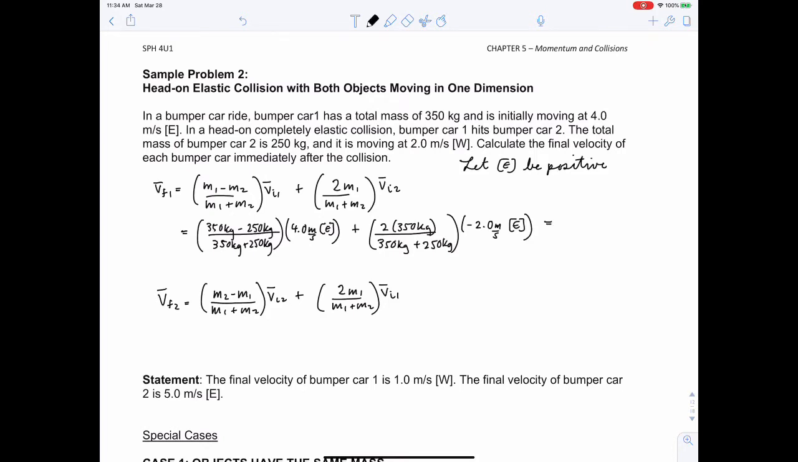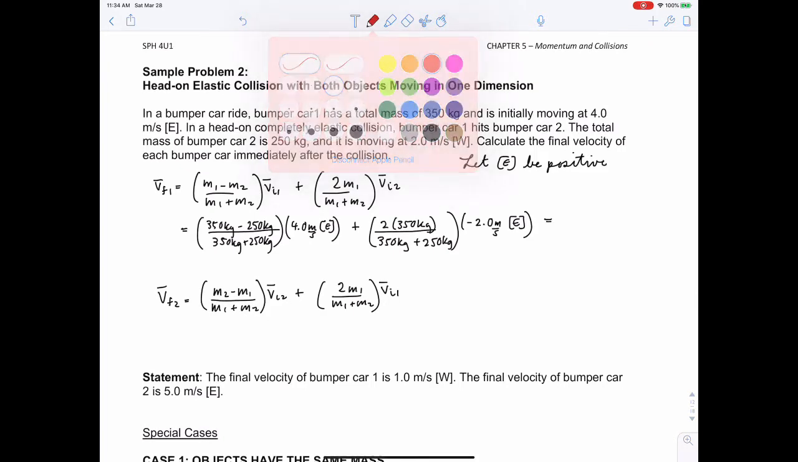Punch this into your calculator. And just a reminder of what we did with the direction, changing it. You should get 1.0 meters per second west as your final answer.